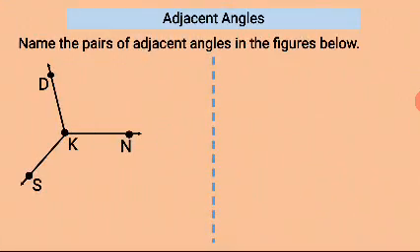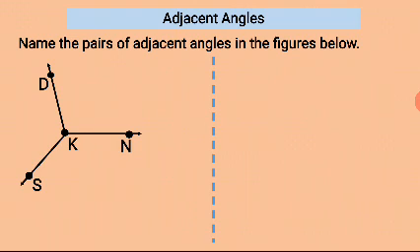Now we write names of adjacent pairs, adjacent angles. Name the pairs of adjacent angles in the figure below. In the first figure there are different angles here: DKS, DKN, SKN or NKS. Pair means, adjacent pair means one arm is a common arm of two different angles.